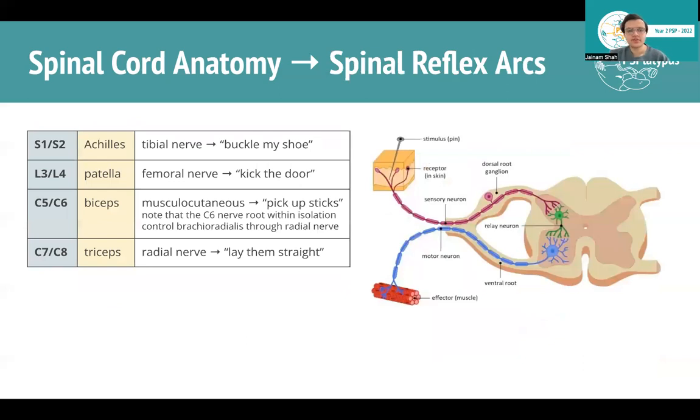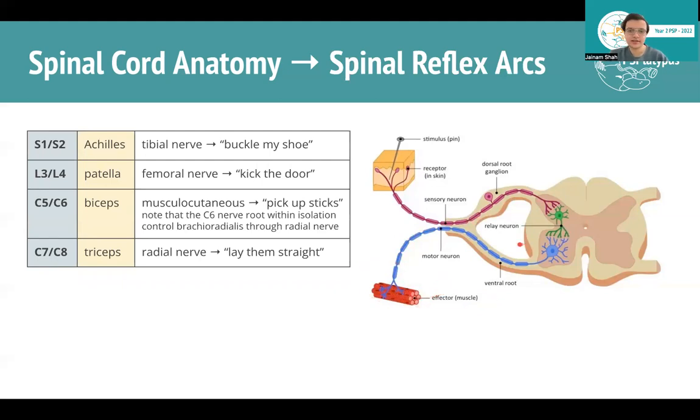Now the spinal cord reflexes, again, the pathophysiology of this should be revision. So remember with the spinal reflex, or with any spinal reflex, essentially, you have a sensory neuron that takes the stimulus in. You then have an interneuron or a relay neuron, and then eventually goes on to a motor neuron, and that has an effect on a muscle.